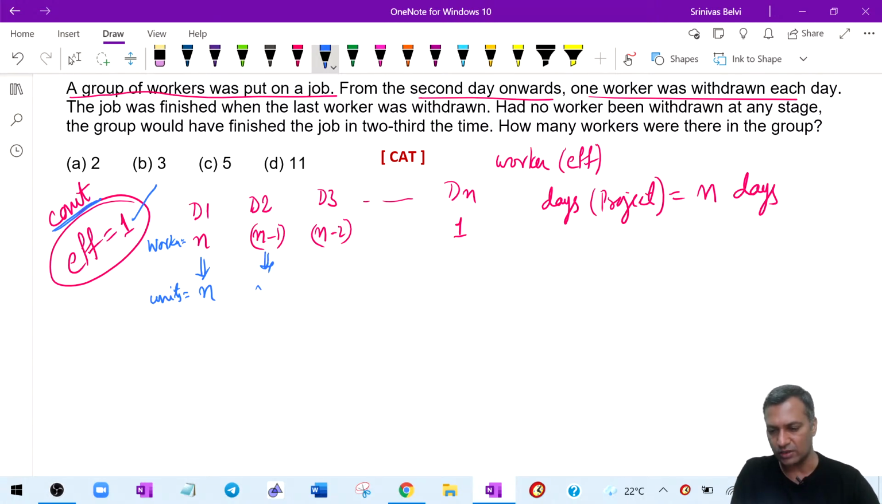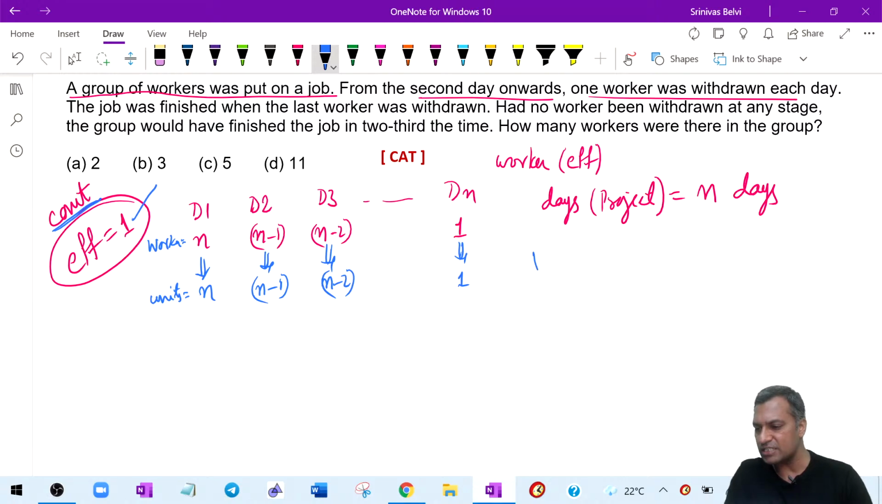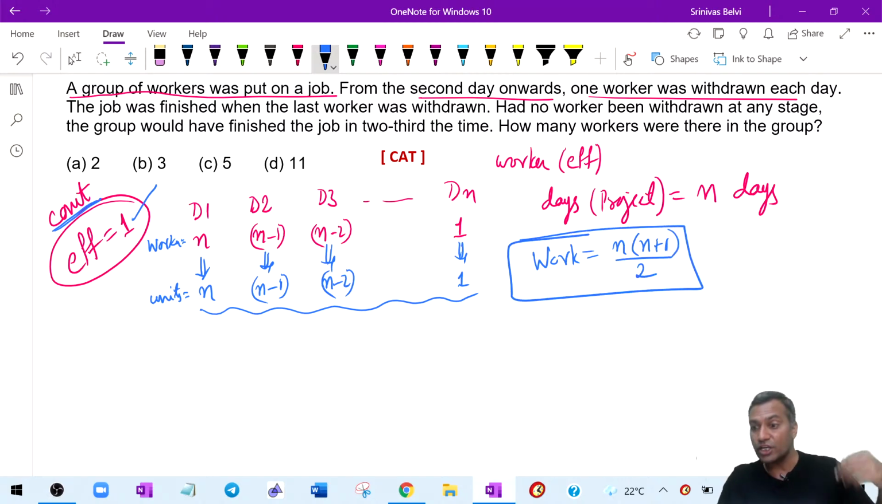How many units were done on day 2? N minus 1 units. Day 3, how many units were done? N minus 2 units. Last day, how many units were done? 1 unit. Fair enough. Therefore, what is the work? Work is nothing but the sum of all these units. What is the sum of all these units? N into n plus 1 by 2. I got the work.